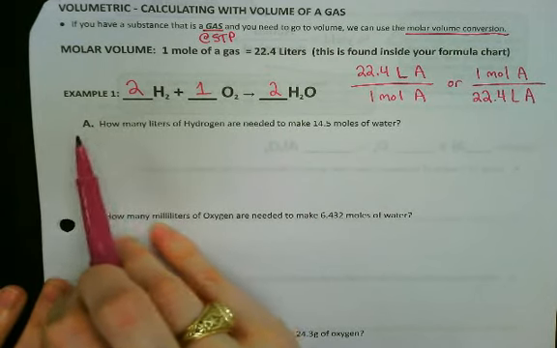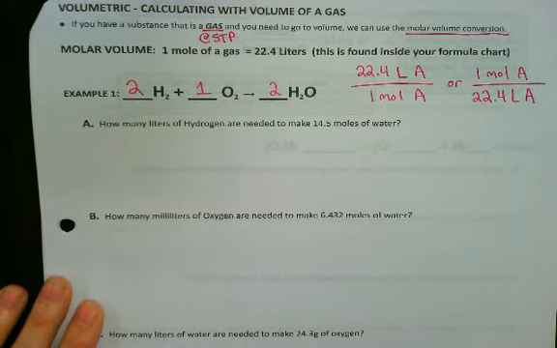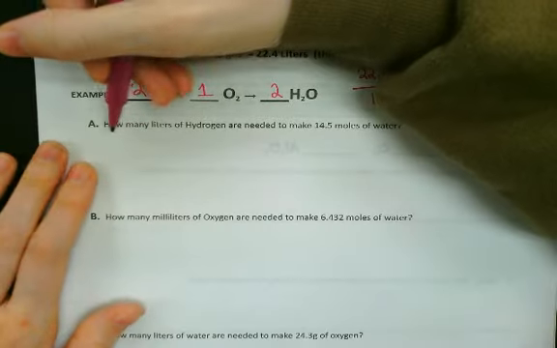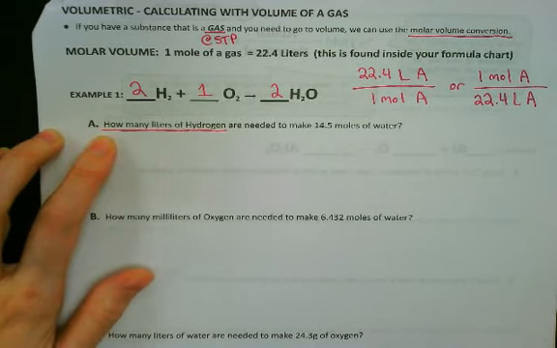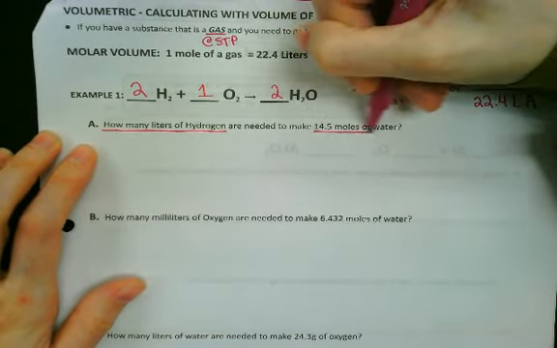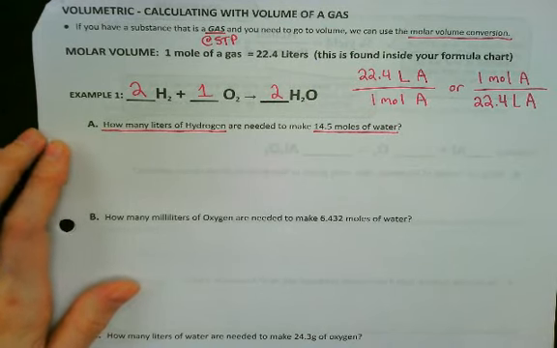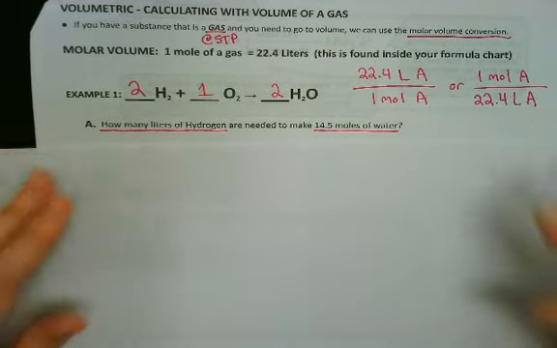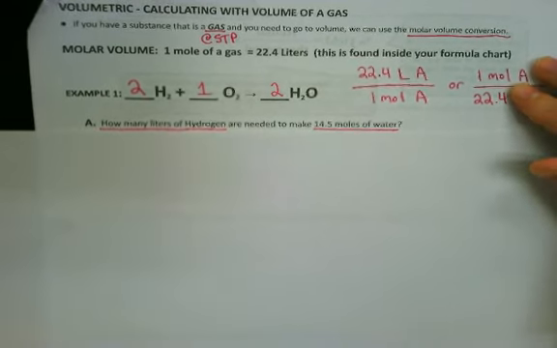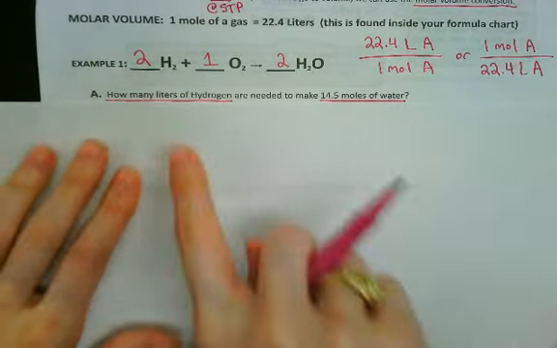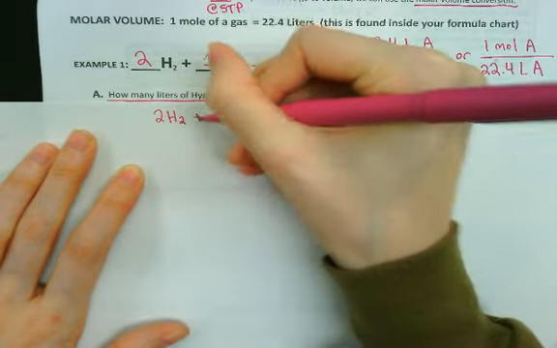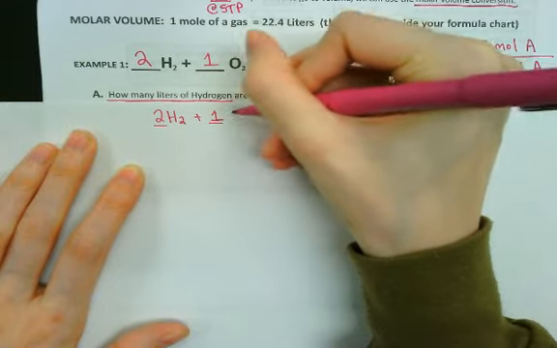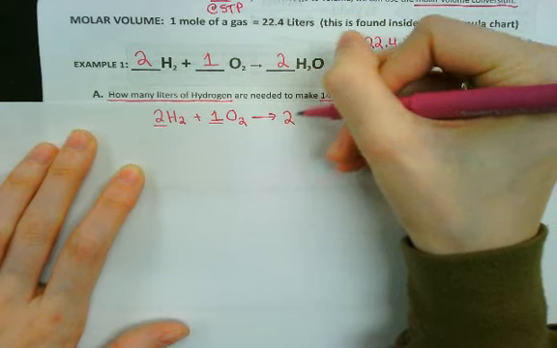So example 1, part A. Our first question is how many liters of hydrogen are needed to make 14.5 moles of water? So I like to underline what I'm looking for in this problem. We are asked how many liters of hydrogen are needed to make 14.5 moles of water. I also like to make myself a little map. So we're going to make ourselves a stoichiometry map today. I'm going to rewrite my balanced equation down here so I can draw some arrows and make sure I am mapping out where I need to go.